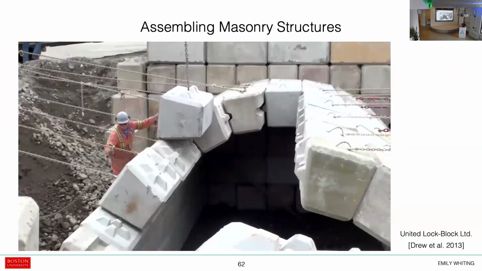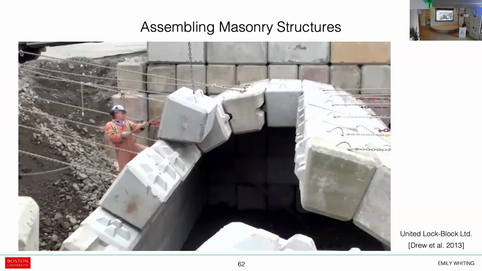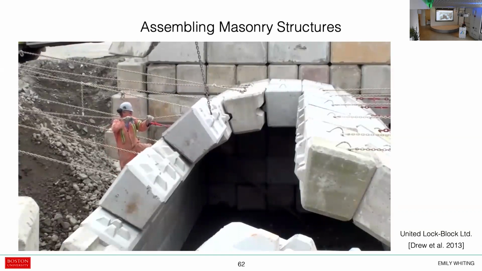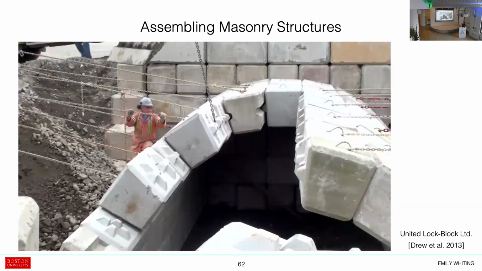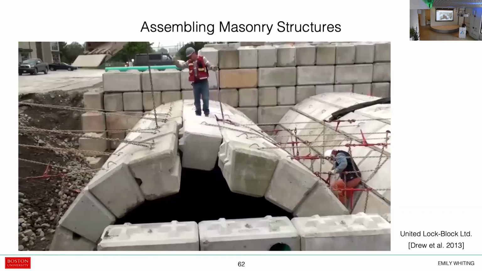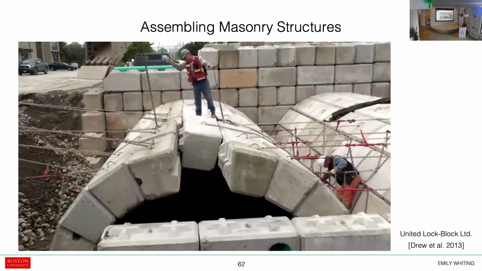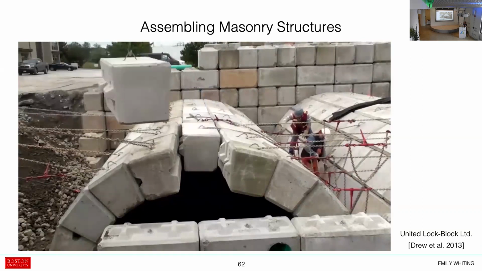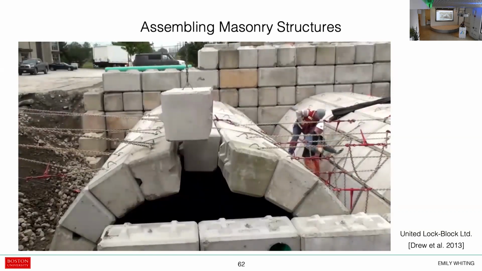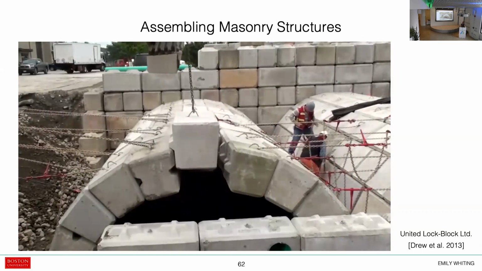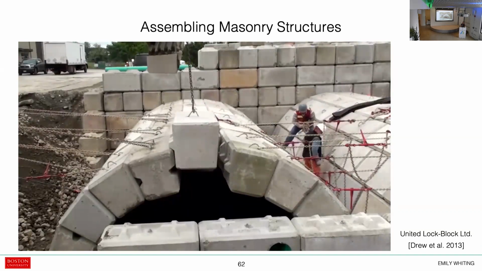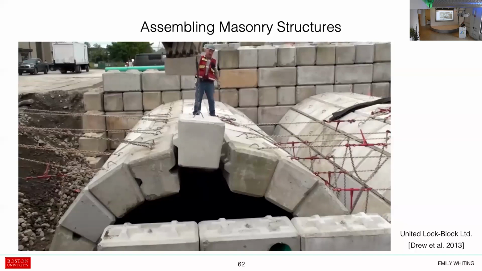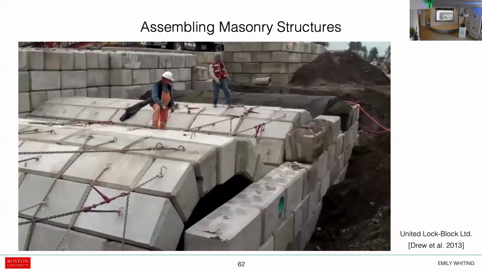So we were inspired by a video from this company called United Lock Block, where rather than using a supporting formwork from below, they used chain structures that are in tension to hold the blocks in place. Right, so there are tension chains attached to the blocks, and then after the structure is complete, they take away those chains. So a huge reduction in the amount of material that's needed for these temporary supports.